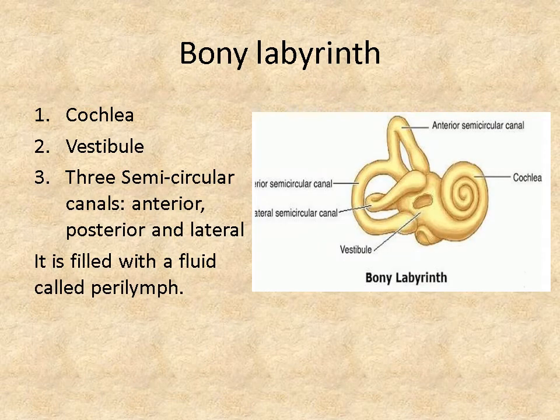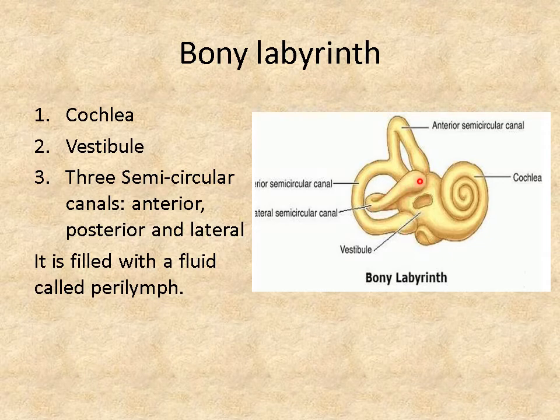The bony labyrinth is composed of three structures: cochlea, vestibule, and semicircular canals. The cochlea, this snail-shaped structure, is composed of almost 2.5 turns, with the basal turn nearer to the vestibule and the apex far away. This is the vestibule, in between the cochlea and the three semicircular canals. The three semicircular canals are the anterior, the posterior, and the lateral or horizontal canal.